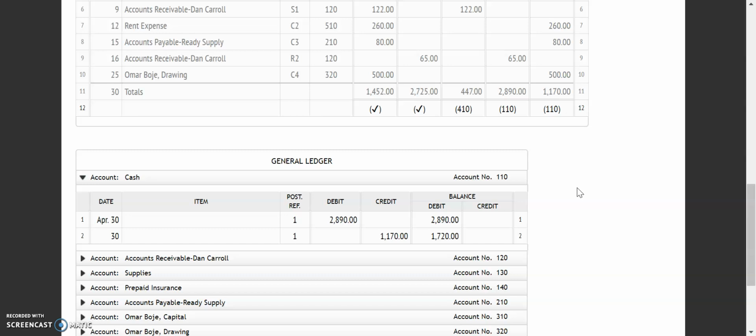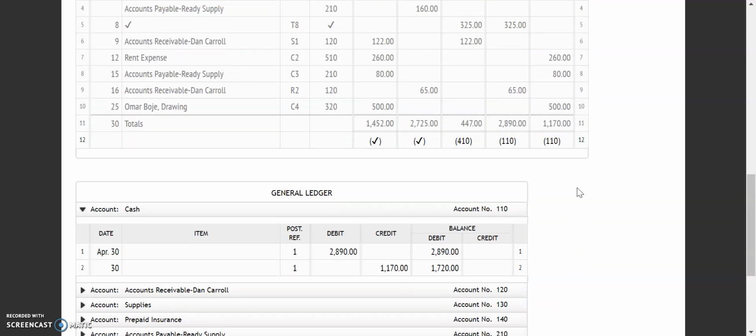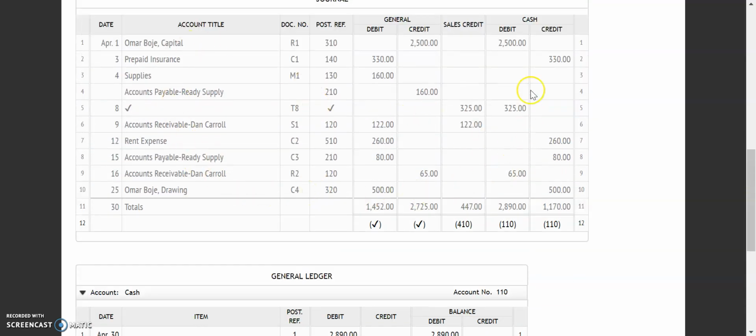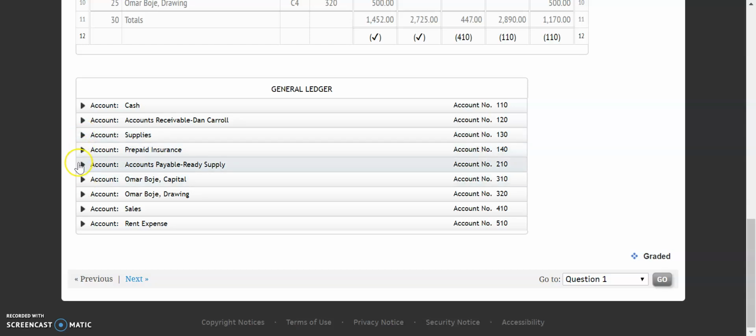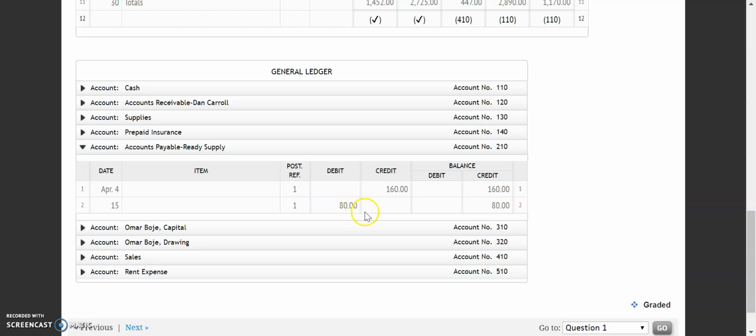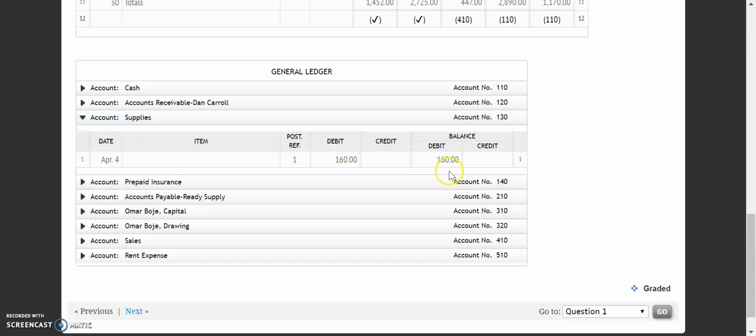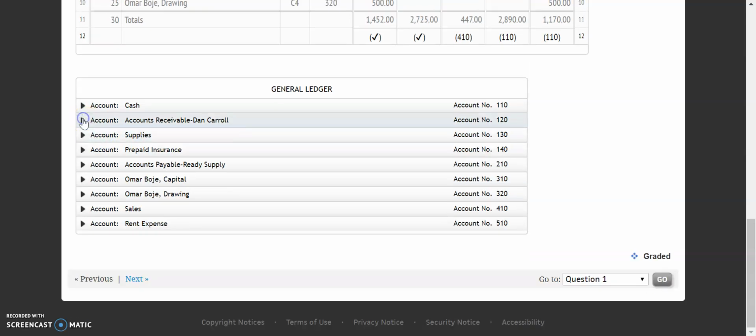Again, I just want to reiterate the importance of using a general ledger. Why do we do it? Remember that our journal is a chronological order of all of the transactions that occurred during the month. We have to have that. However, nowhere when we look at this do we see how much is actually in our capital account. How much is actually in accounts receivable, Dan Carroll? The journal doesn't tell us that. That's why we need to have a general ledger, because I can quickly open any one of these. Let's take accounts payable, for example, and say, oh, in accounts payable for Ready Supply, we owe them $80 right now. Or I can look up supplies and say, oh, my supplies account has $160 in it. That's the purpose of a general ledger: to have an updated balance for every single one of the accounts that we have in our business.